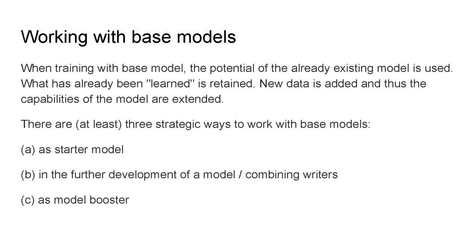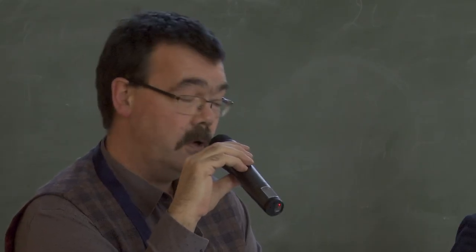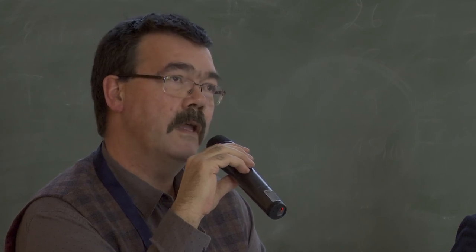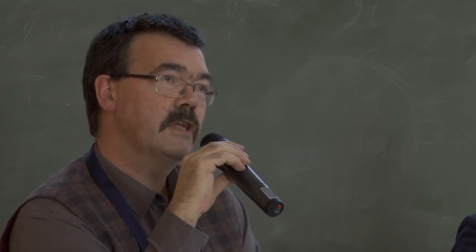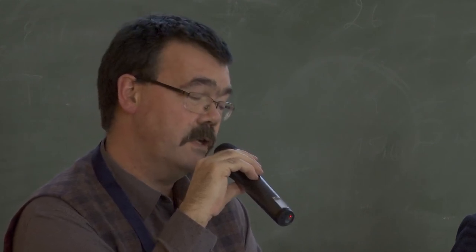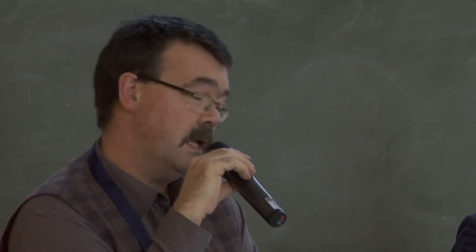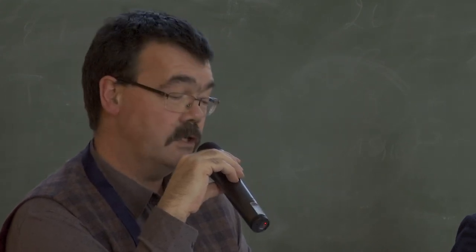As we heard this morning, base models are thought by the developers like a kind of help to getting started. In my opinion, there are at least two other strategic ways to use base models, with some problems in it, but I want to present you these three strategic ways. As a starter model for the further development of a model, or even for combining writers. Some of you asked how to combine writers from specialized models into a kind of generic model. And then, last point, as a kind of model booster for large models.